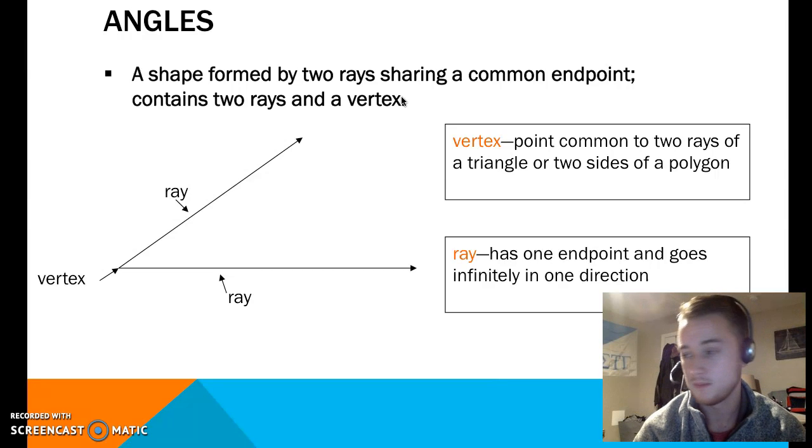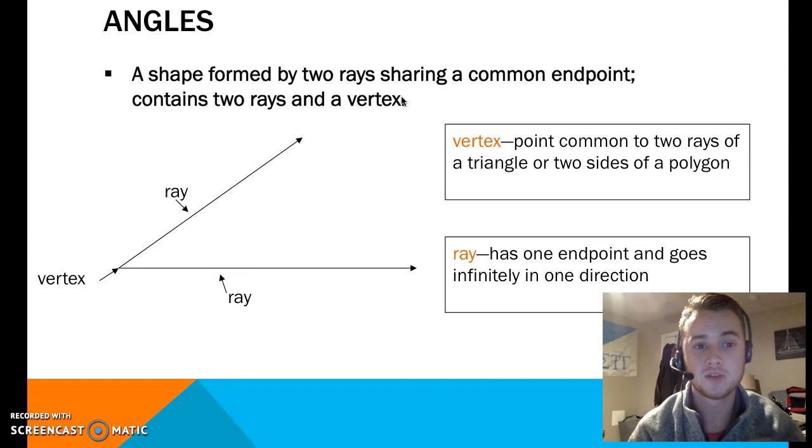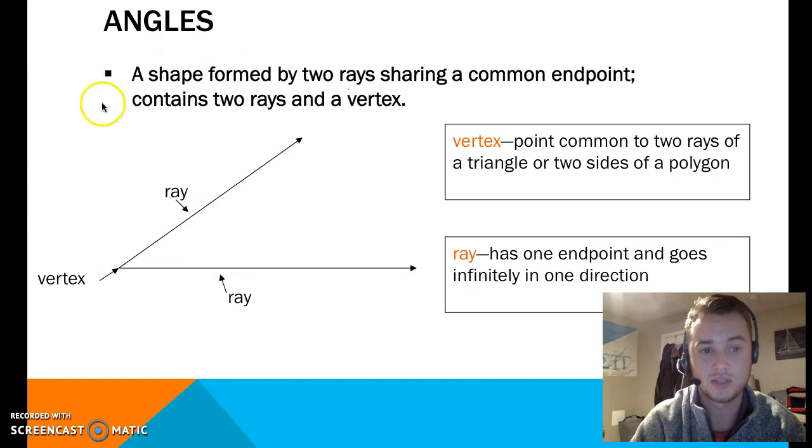We've had a long summer, so we may not remember what we learned last year, but here we have a definition for vertex. I want you to read it with me as I say it. A vertex is a point common to two rays of a triangle or two sides of a polygon. I've put an arrow pointing to the vertex here on your screen. It's the area where the two rays meet on the side of the polygon.